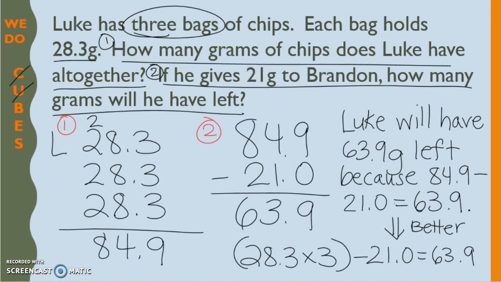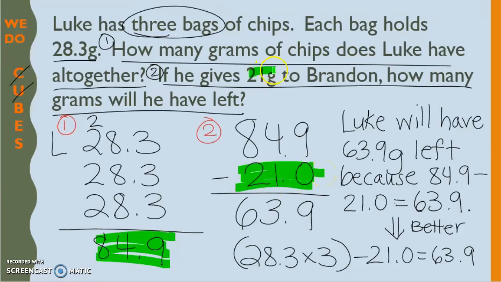Okay, let's take a look at this problem. Now, we know that Luke has 3 bags, so we added 28.3, or 28 and 3/10. We added that 3 times. We got 84.9, and then we subtracted 21 because of here. We subtracted 21 from that because he gave it to Brandon. So he will have 63 and 9/10 left.